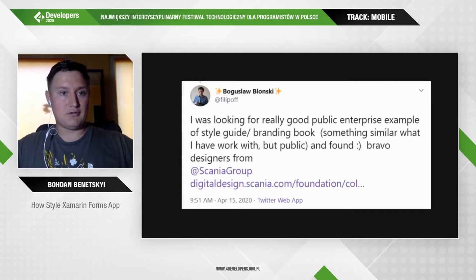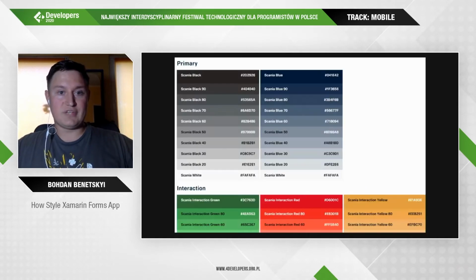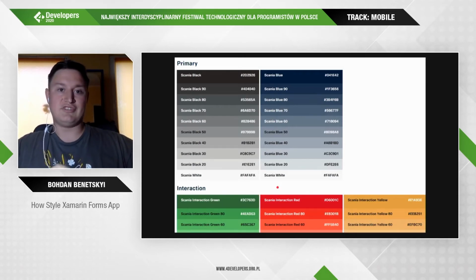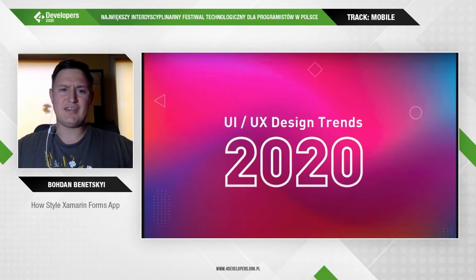Also, some time ago, my good friend Boguslav Blonsky had a tweet that Scania Group deployed their own brand book with colors, where they describe how they create colors, how they show the gradients from Scania blue to Scania white with all gradients between them. Definitely one more short design book that you may check. So what are the UI UX design trends in 2020?